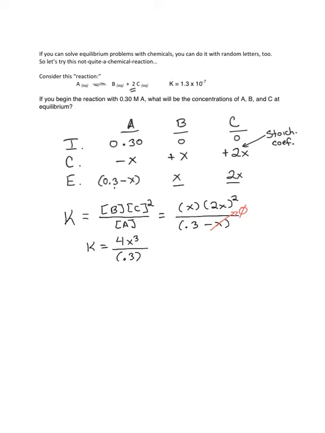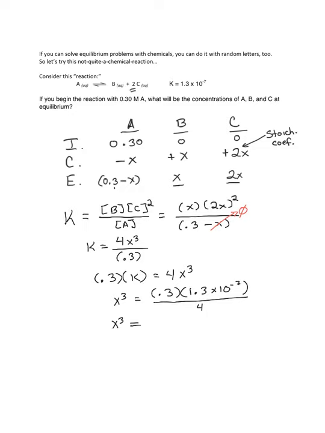So I multiply both sides by 0.3. So 0.3 times whatever the K number is equals 4x cubed. And that means that x cubed is just going to equal 0.3 times K, so I'm going to have to put K in here, 1.3 times 10 to the negative 7th, over 4. I had to divide both sides by 4. All right, so let's work this out.